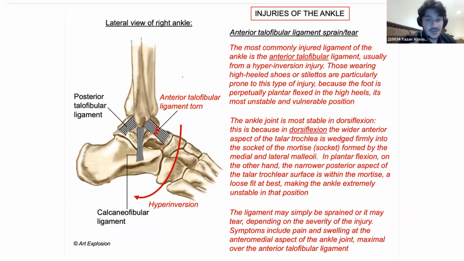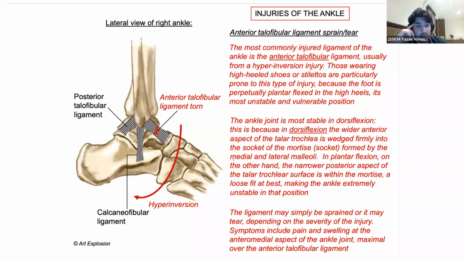Okay. So this is one of the most important concepts in this lecture, if not the most important concept in this lecture, which is the sprain of the ankle. And many of us probably already sprained their ankle, if not, alhamdulillah, and inshallah not in the future. Okay, so what's happening here is hyperinversion. And remember, the sole of the foot will be facing inward. Okay, so this is hyperinversion.